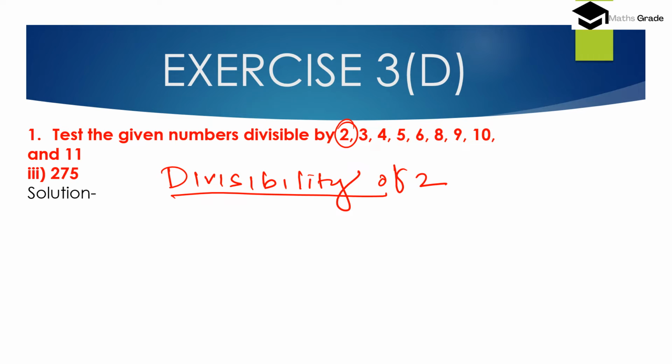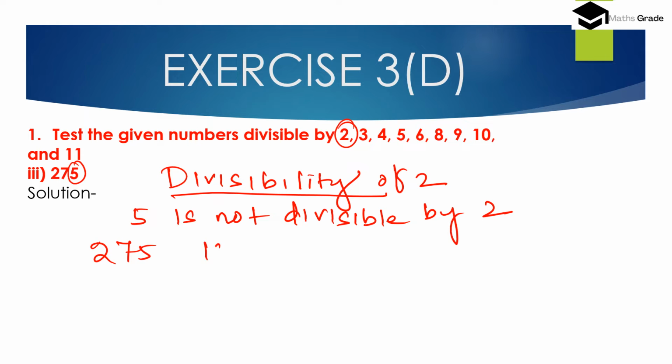We know any number is divisible by 2 if the last digit, that is the unit place digit, is divisible by 2. Here the unit place digit of 275 is 5, which is not divisible by 2. So this number is not divisible by 2. So 275 is not divisible by 2.